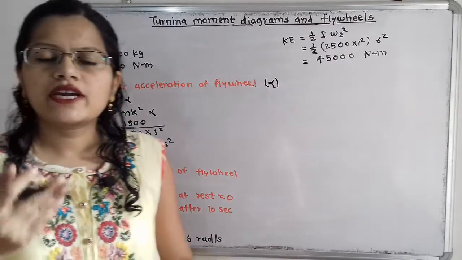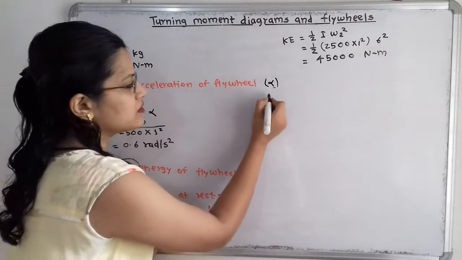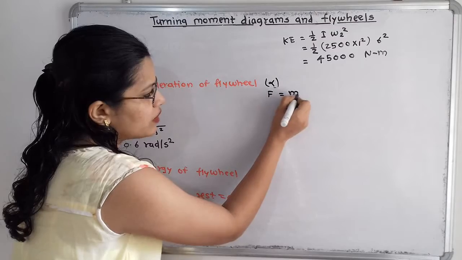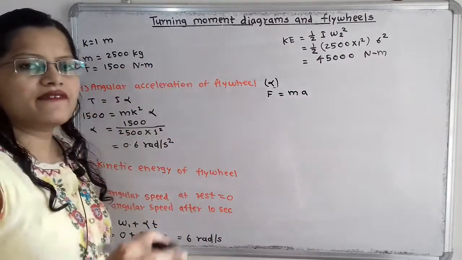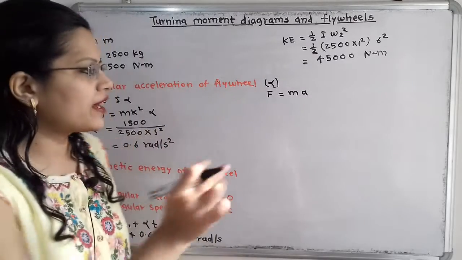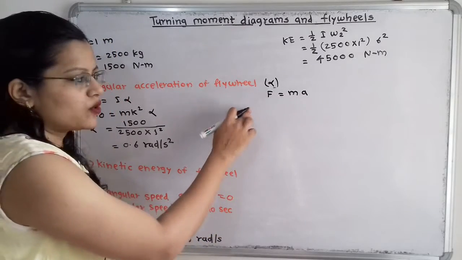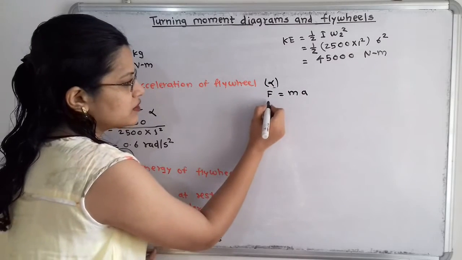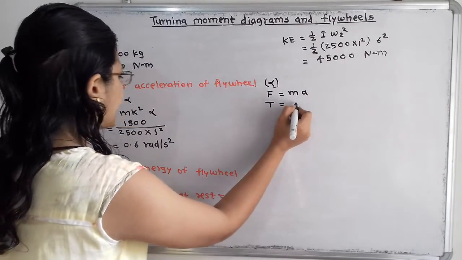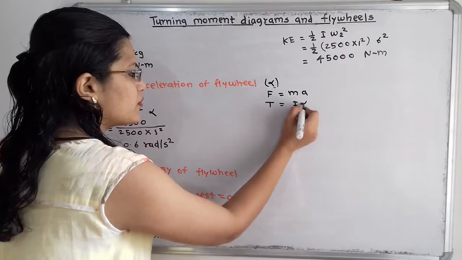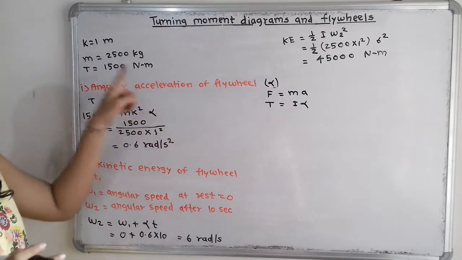If we consider linear motion, then in linear motion we know the formula F is equal to ma, where a is the acceleration. But here because the flywheel is rotating, we have to find the angular acceleration alpha. So how can we convert this formula? Instead of the linear force F, we will use torque T, which is equal to I, and instead of a we will use alpha, the angular acceleration. So here torque T is given.